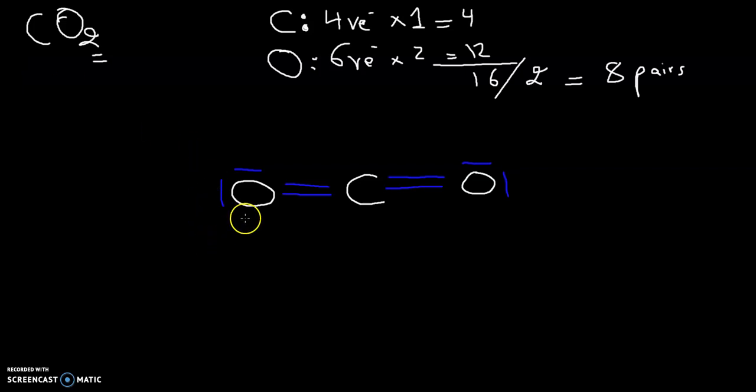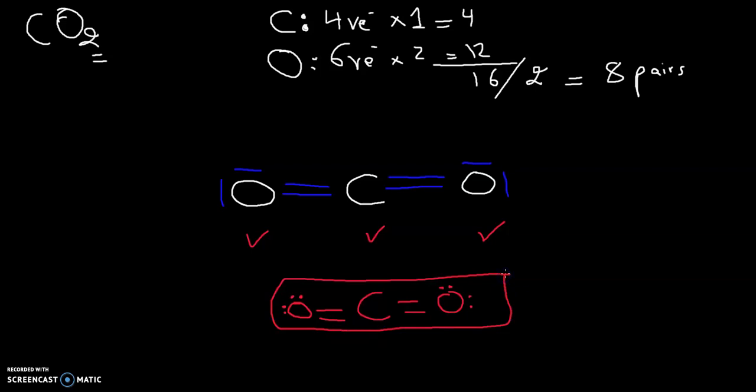Now let's count. For this oxygen, 1, 2, 3, 4, 5, 6, 7, 8. Octet is satisfied. For this carbon, 1, 2, 3, 4, 5, 6, 7, 8. Octet is satisfied. For this oxygen, 1, 2, 3, 4, 5, 6, 7, 8. Octet is satisfied. So this is the actual structure of carbon dioxide, and you have the lone pairs here that don't participate in bonding. This is the actual structure of CO2.